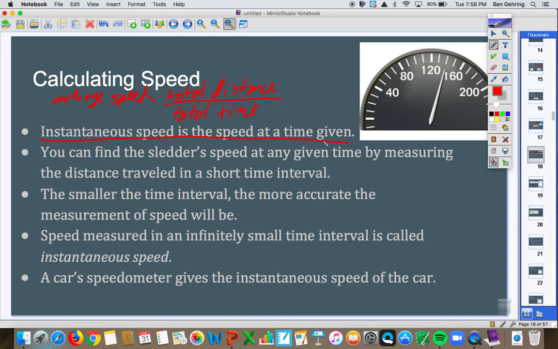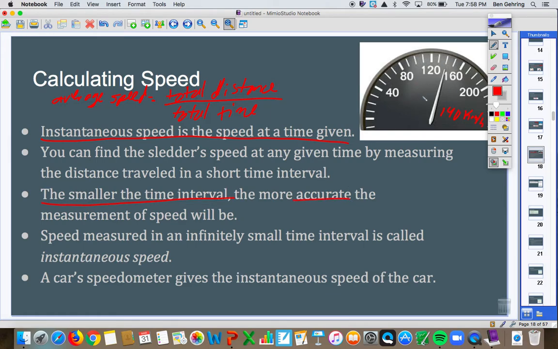For example, if we take a super short time interval, or I guess this speedometer at the top is showing you the instantaneous speed. The speed at this instant in time for this car is going to be approximately 140, and I don't even know what the units are on this. Most likely kilometers per hour. But it's 140 and then whatever the units are. So this would be 140 km per h. Okay? So the smaller the time interval, the more accurate your measurement will be.